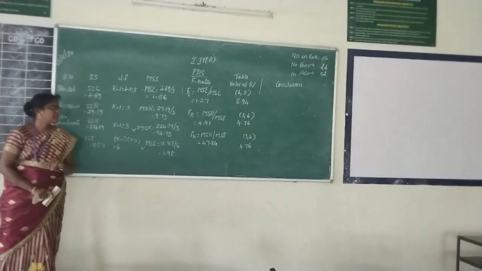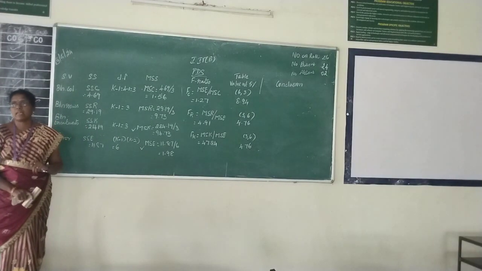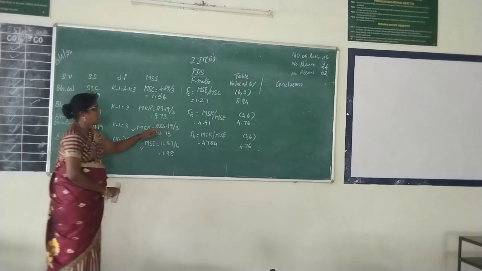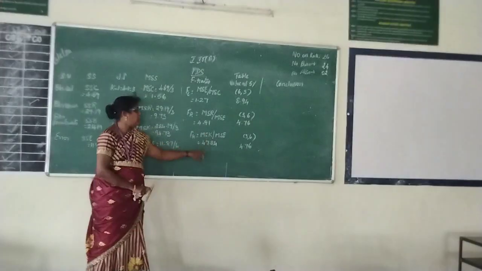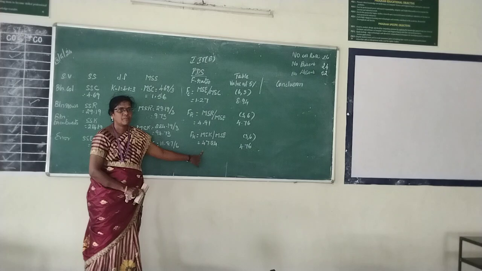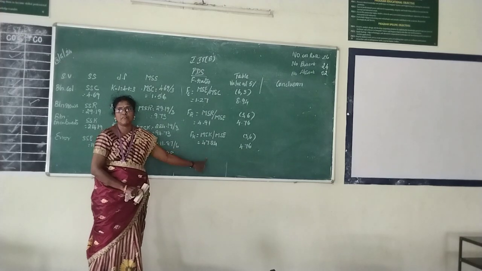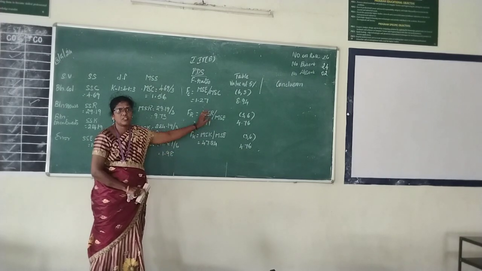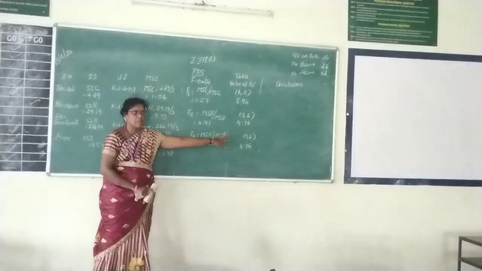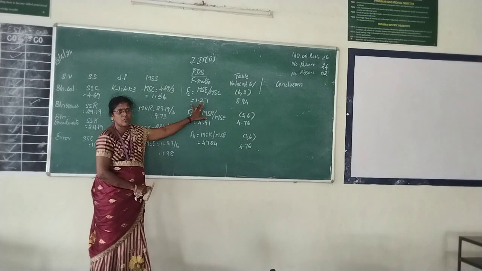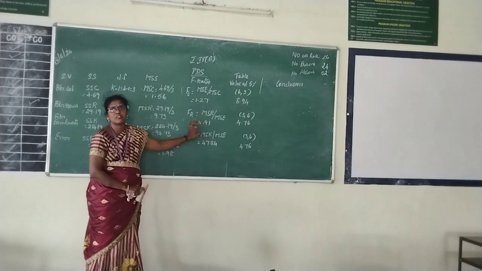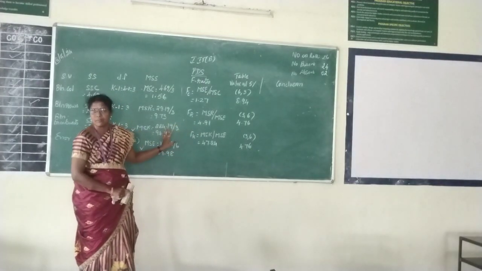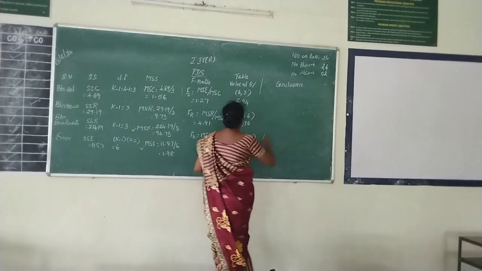For row, reject or accept? Reject, ma'am. Reject because the calculated value is greater. For treatments, reject because again the calculated value is greater. This is your calculated value and this is your table value. If this is lesser, you are going to accept. If this is greater, you are going to reject. Clear, ma'am? Yes. So write a conclusion.